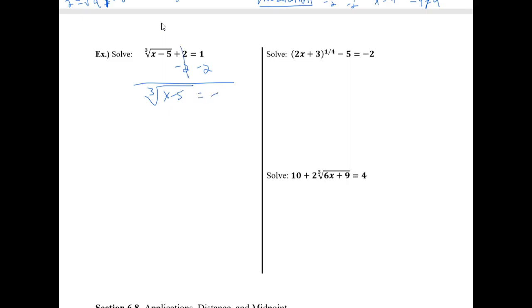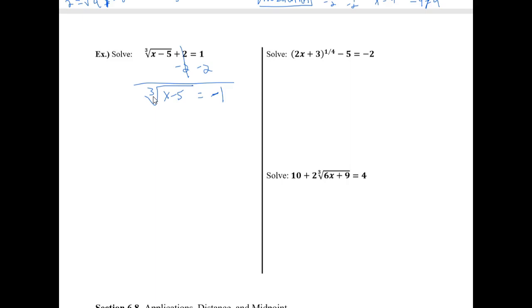1 minus 2 is negative 1. Now, this is a cube root, so that negative 1 is okay because the domain of our cube root is all real numbers. So that's fine. But now I need to figure out how to get rid of this cube root. What do you guys think?